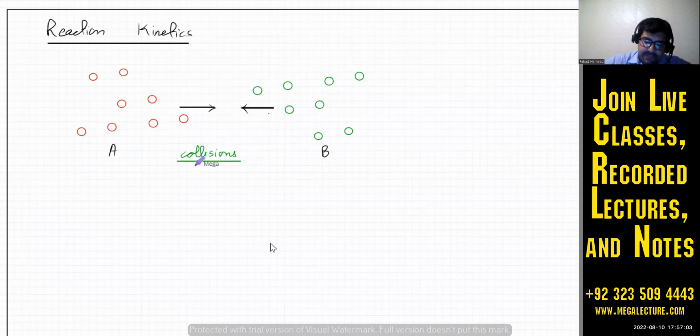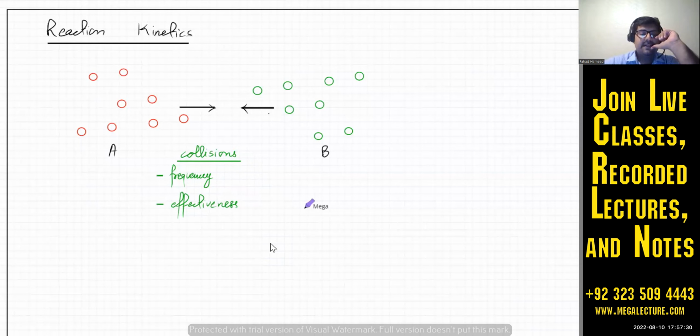Collisions are of two types. One is how frequently they happen, and the other is how successful they are, that is, the effectiveness of the collisions. So it depends on two factors, frequency and effectiveness. Okay, hopefully you know that.